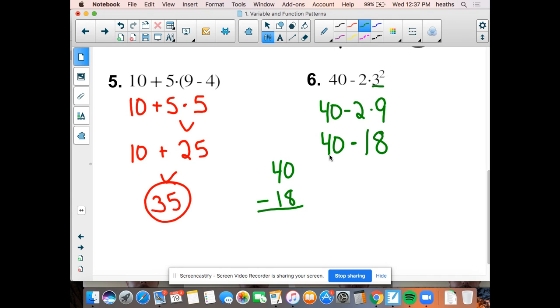Okay? 0 minus 8, we cannot do that. 0 is smaller than 8. We can't subtract 8 from 0, so we are going to steal from 4. 4 is going to become a 3, and then we are going to add a 1 to the 0, making it 10. So 10 minus 8 is 2. 3 minus 1 is 2. Final answer here is 22.